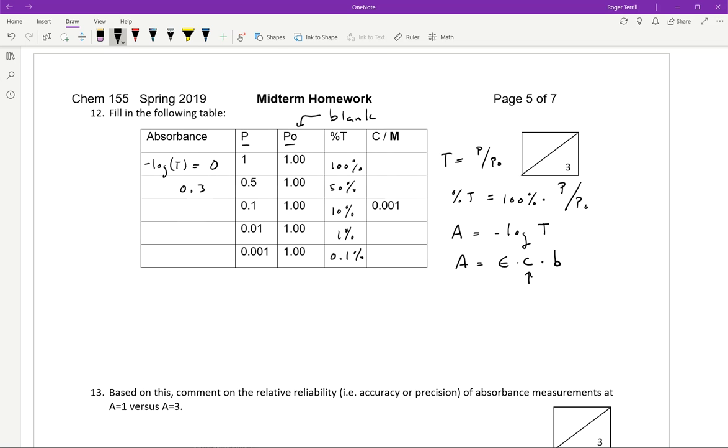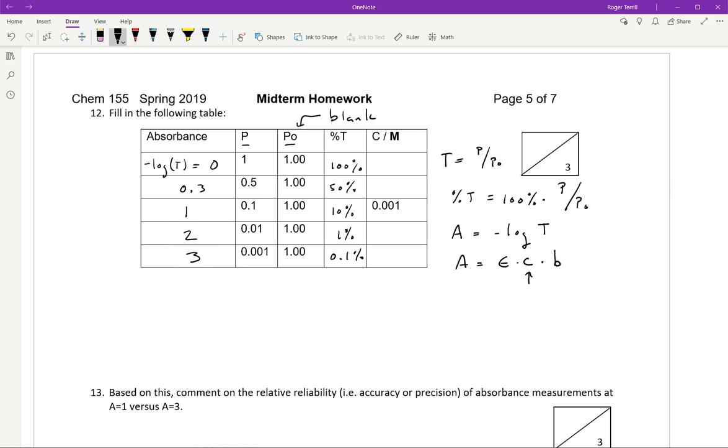All the rest I can do fairly easily, right? Because the log of 0.1 is minus 1. Minus of minus 1 is equal to 1. 0.01 is 1 over 10 squared. So the log of this value is 2. This is 1 over 10 cubed. So the log of that value is 3.